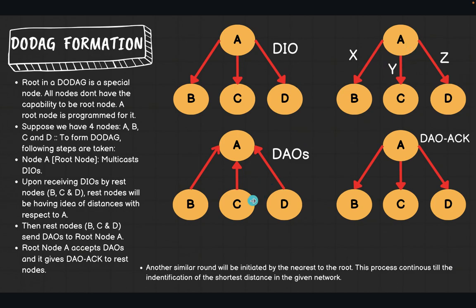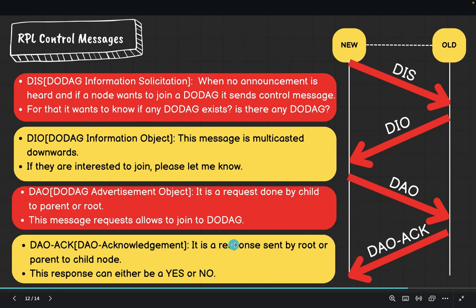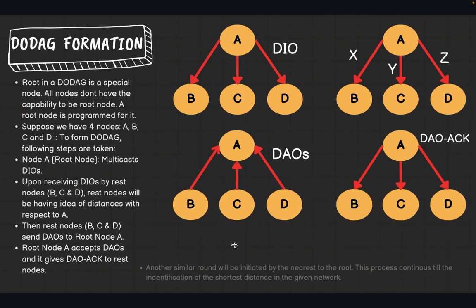After that, the rest nodes B, C, D send DAO. After knowing the distance, B, C, D send a message called DAO to node A. So root node A accepts these DAOs and sends back DAO ACKs, that is, the DAO acknowledgement message will be sent from node A to B, C, D. Like that, DODAG formation takes place.